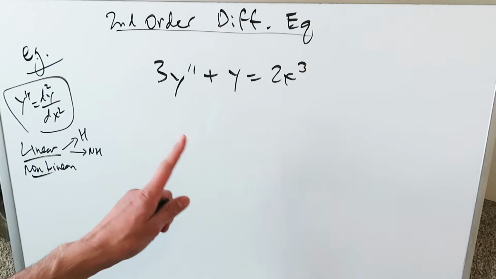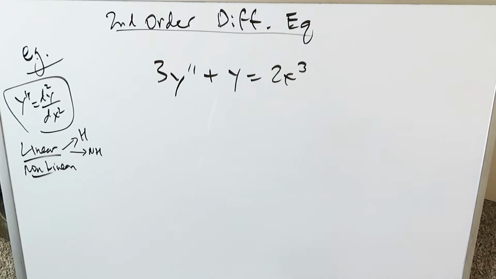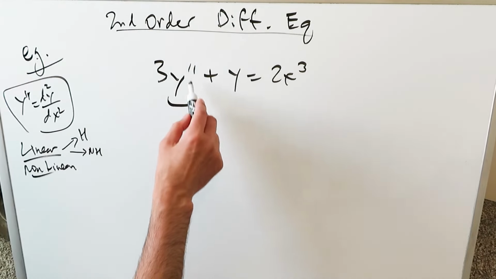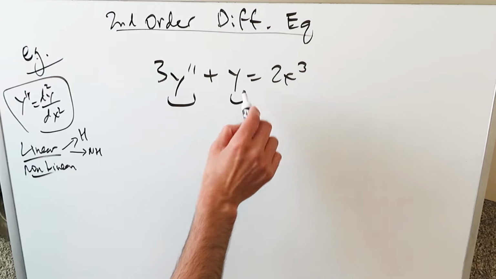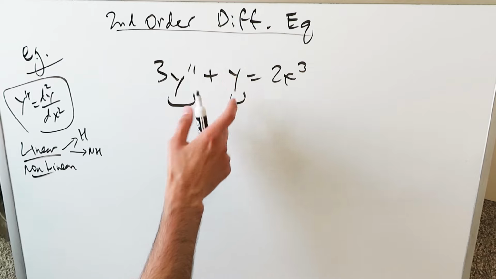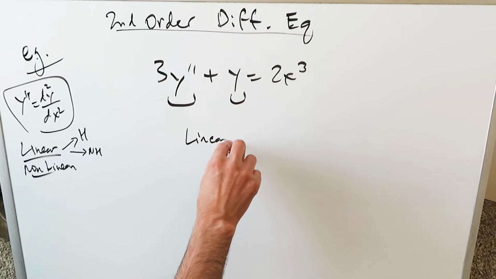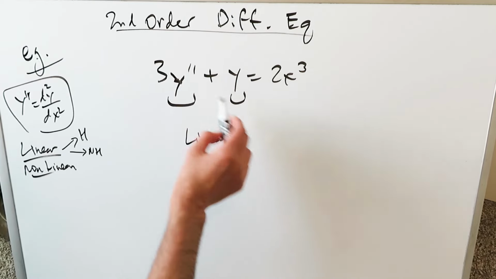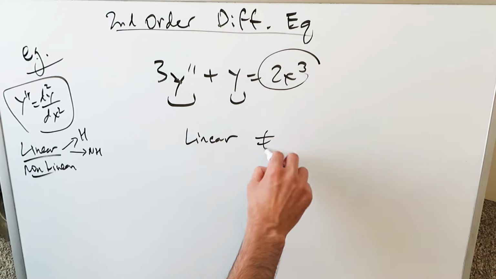Let's look at this: 3y double prime plus y is equal to 2x cubed. How would you classify this? I'm looking at a y double prime, a second order derivative. I'm looking at a y variable. They're not affected or influenced in any way, and they look very much linear to me, and it is indeed a linear second order differential equation, but it's not equal to 0.